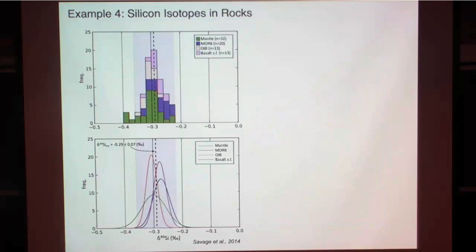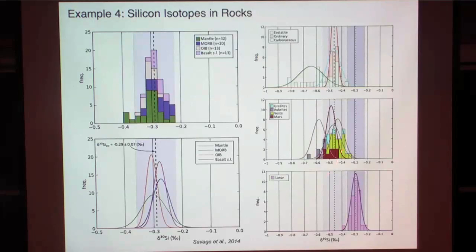Okay, so another example is silicon isotopes. Okay, so as of 2 years ago, silicon isotopes showed this histogram or probability density function, right? So the mantle, MORB, OIBs, and basalts all kind of agreed with each other in this one range, where this gray box represents the bulk silicate earth value plus the error. Okay, so everything was basically the same.